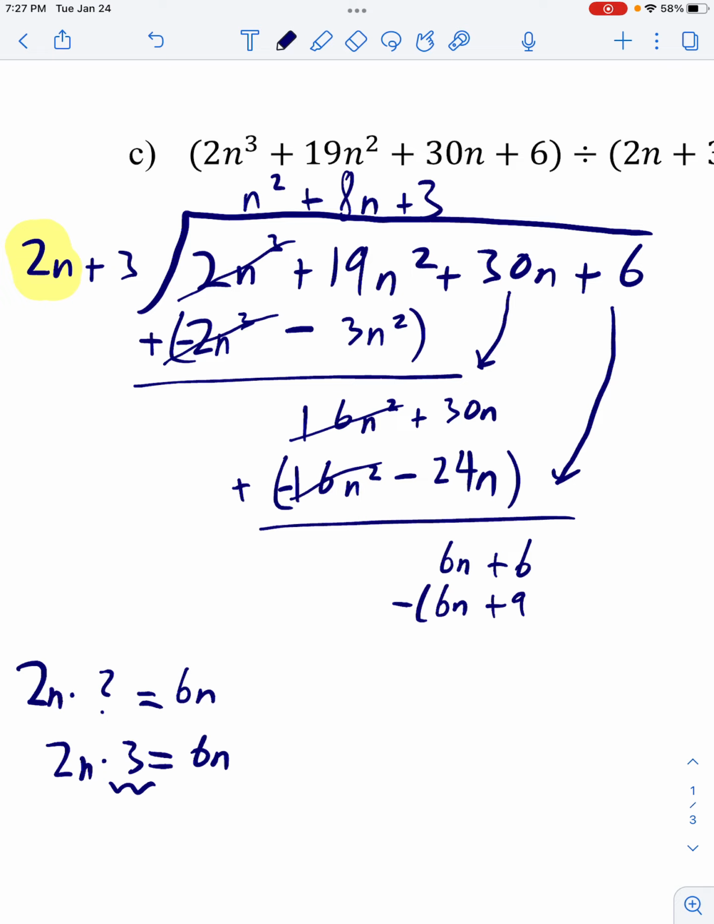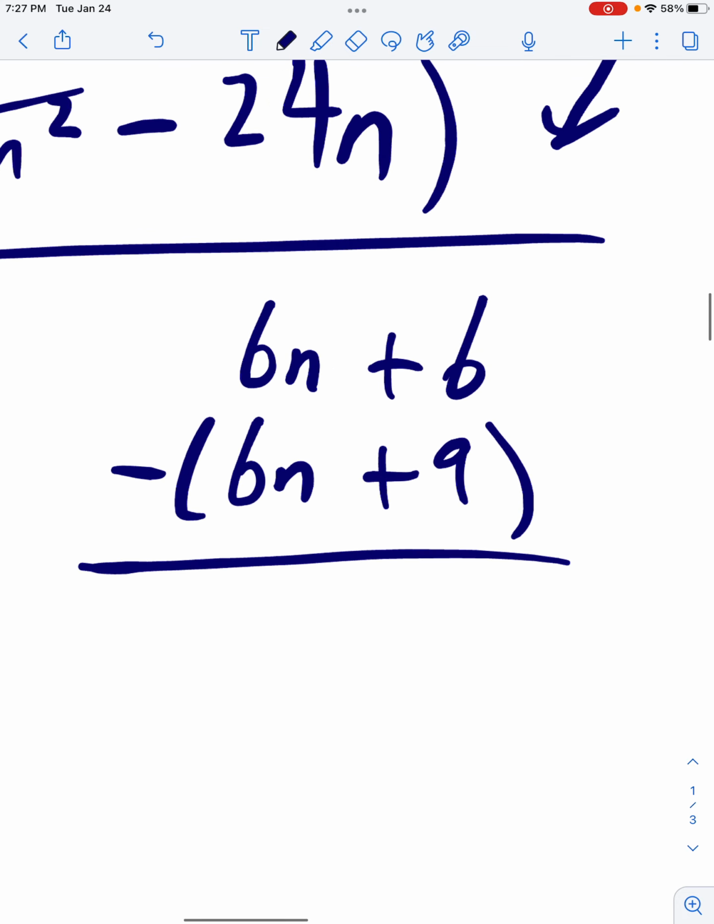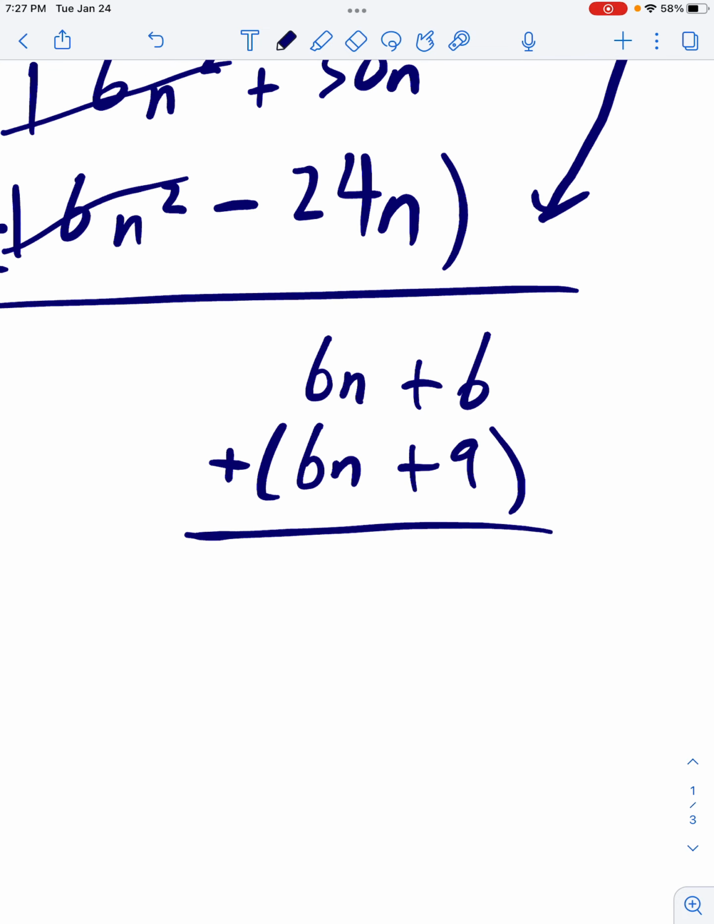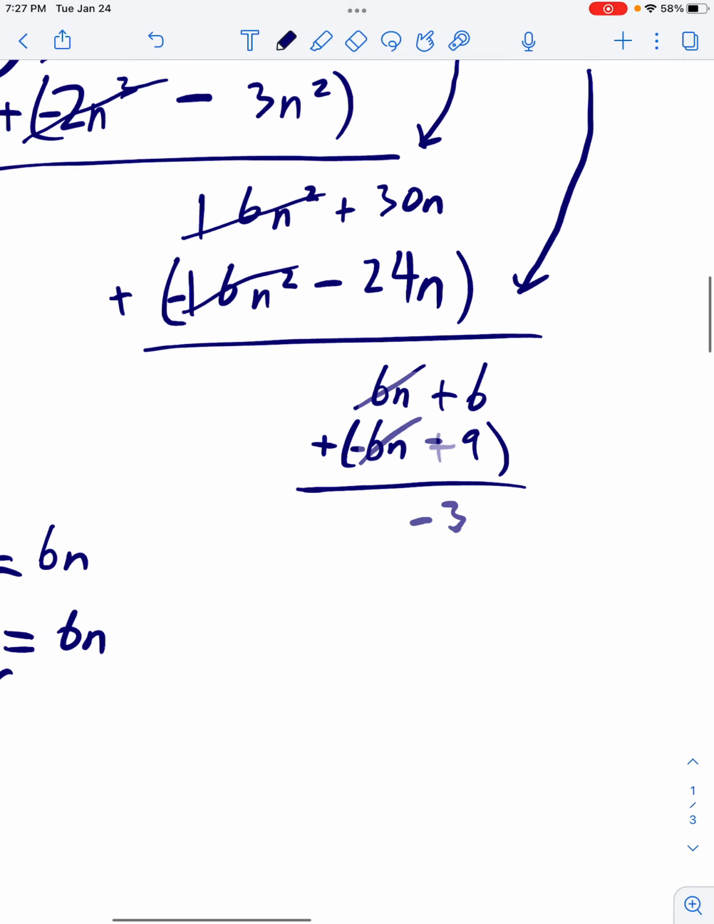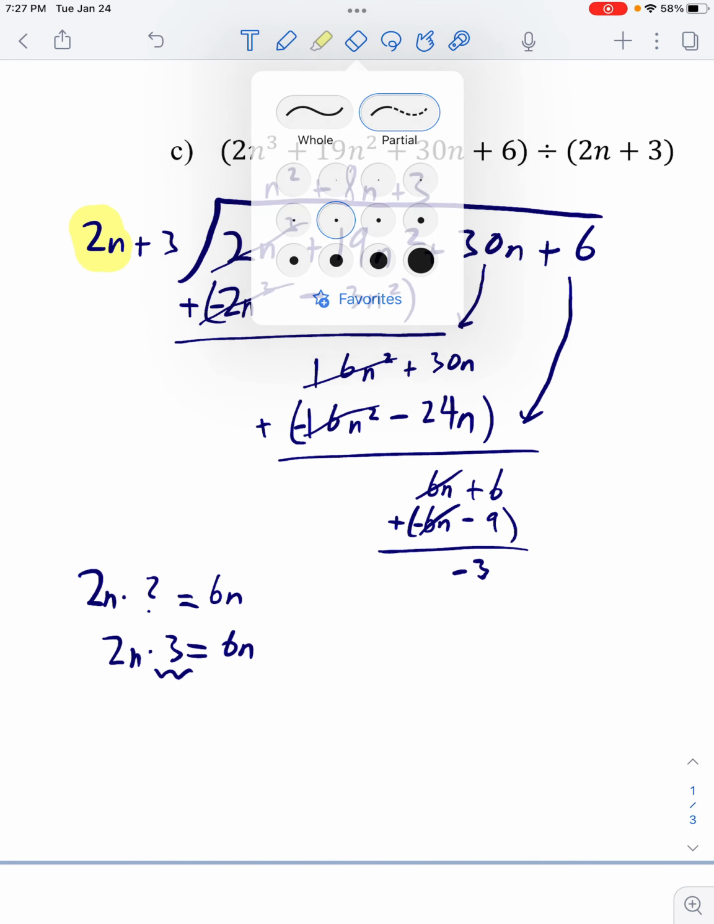We're going to subtract these two, okay? Again, I like to change this into an addition, so I'm going to make that a plus, and I can do this as long as I make this a minus, and then flip this sign as well, okay? So we're going to have 6n plus minus 6n, those cancel, and then 6 plus negative 9, that's negative 3, okay? Now we do have a remainder. Okay, I'm going to highlight my remainder in pink.